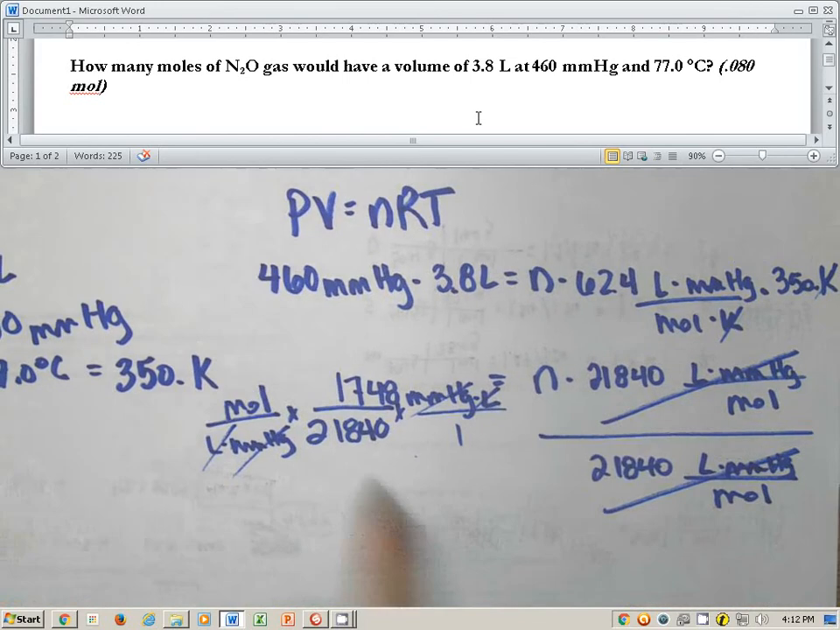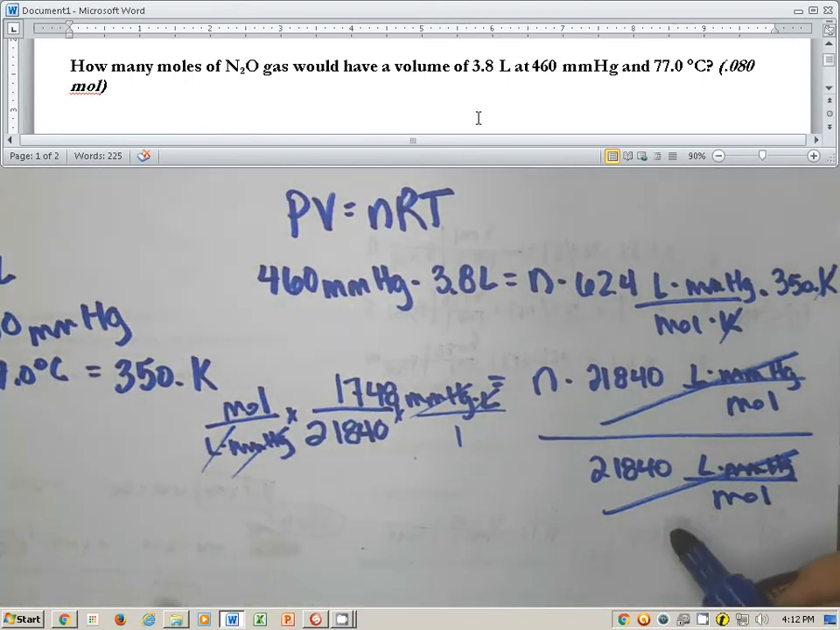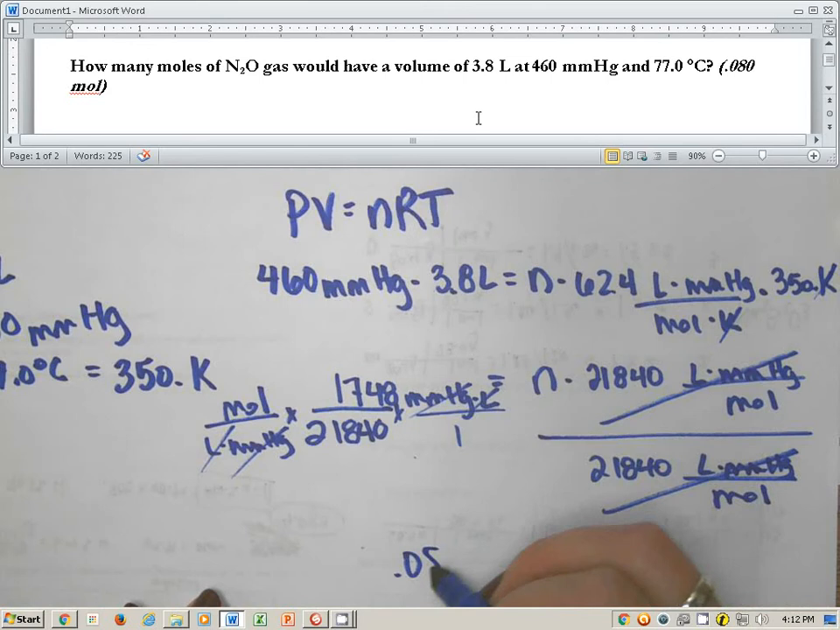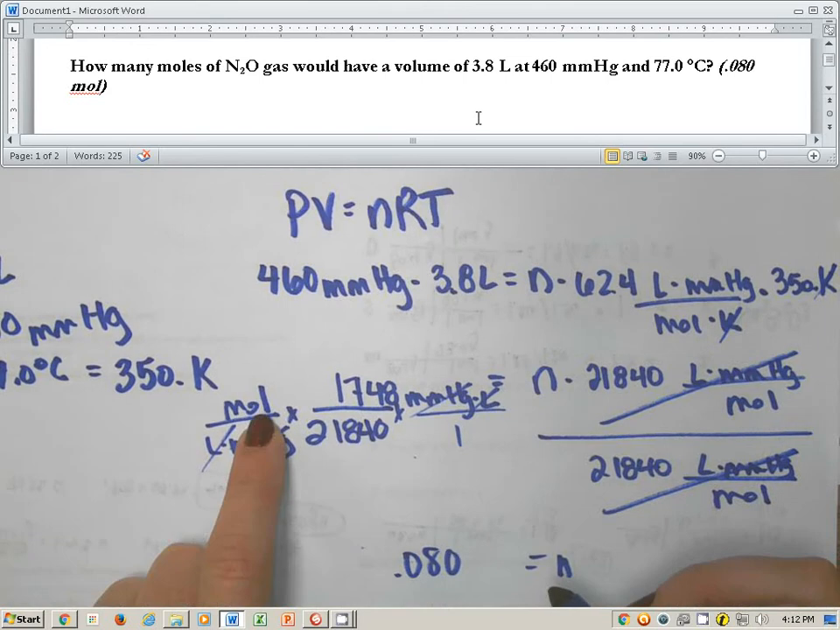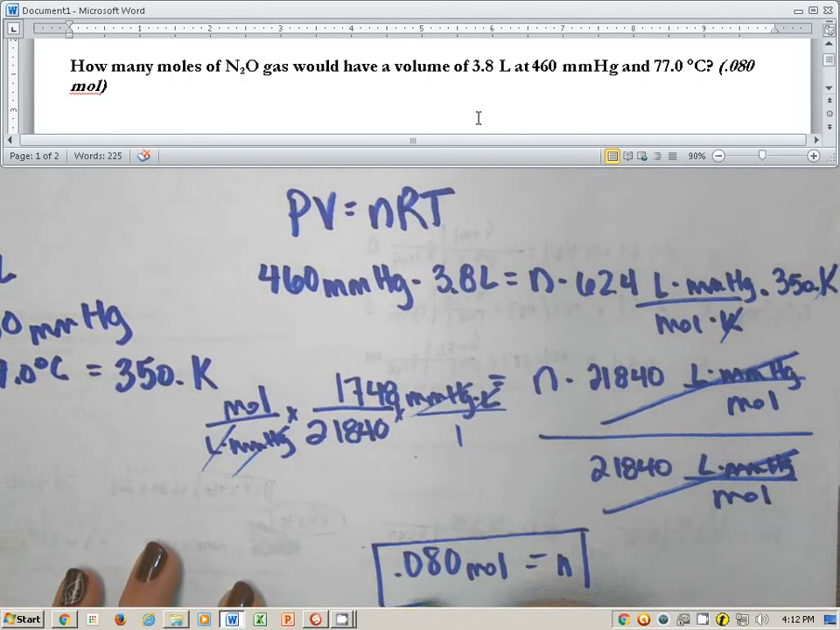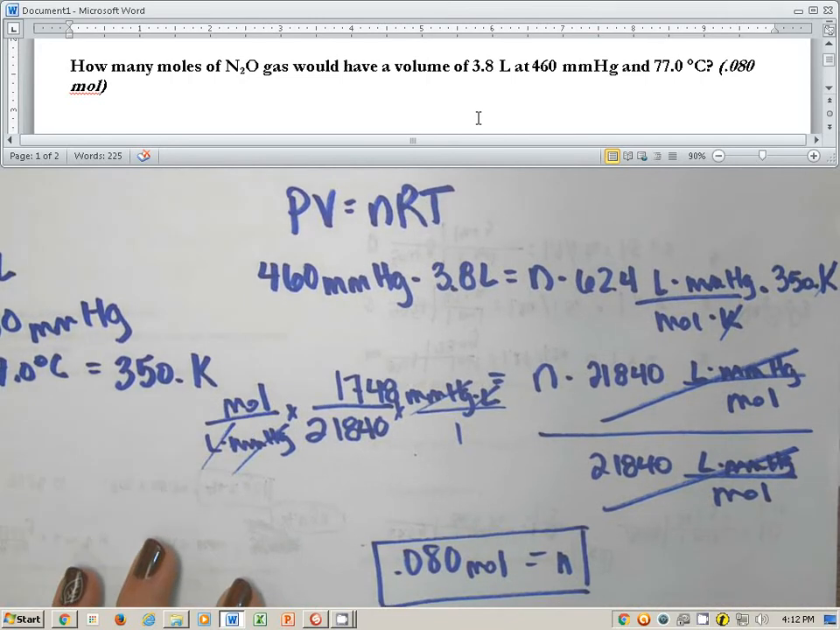If I put all that together, I get 0.0800, and my number of sig figs is going to be 2. So n is going to equal 0.080, and the only unit I have left is mole. So I have 0.080 moles of whatever gas I had to start with, of N2O gas.